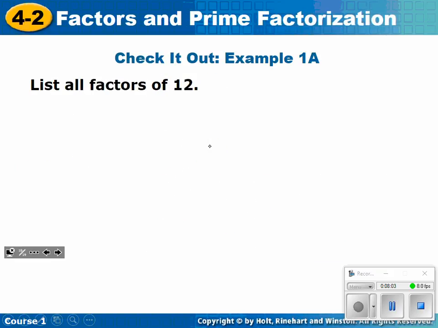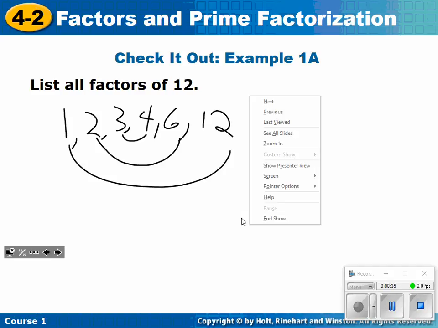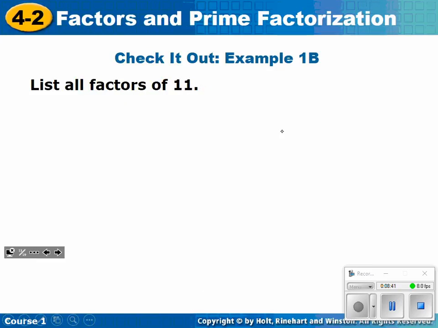Okay, factors of 12. We're going to list the factors. 1, 12. What about 2? 2 and what? 6. What else? 3 and 4. Those are right next to each other. We're done. We're halfway there. Right? If you want to do this to help you remember and show you what goes with what, please do so. Ha! 1 and 11, we already talked about this one.